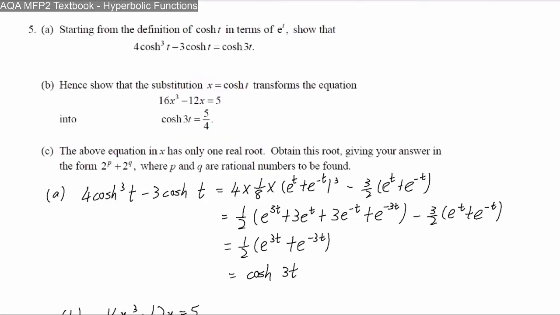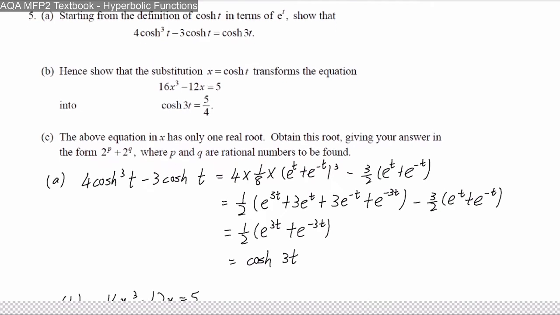Question 5. Starting from the definition of cosh t in terms of e^t, show that 4 cosh³t minus 3 cosh t is equal to cosh 3t. Basically, identity-proving questions are actually very easy and quite straightforward to show, as long as we use the definition. So what is the difficult thing?